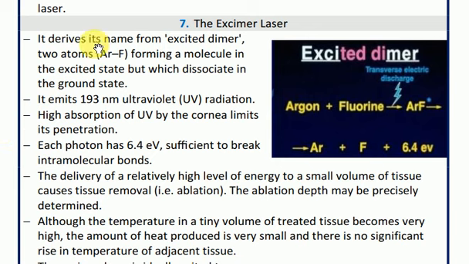Excimer laser. The name is derived from excited dimer. Two atoms, argon and fluorine, form a molecule in the excited state, which dissociates in the ground state. It emits 193 nm ultraviolet radiation. There is high absorption of ultraviolet by the cornea, which limits its penetration. Each photon is 6.4 eV, sufficient to break intramolecular bonds. Delivery of a relatively high level of energy to a small volume of tissue causes tissue removal, ablation. Ablation depth may be precisely determined.